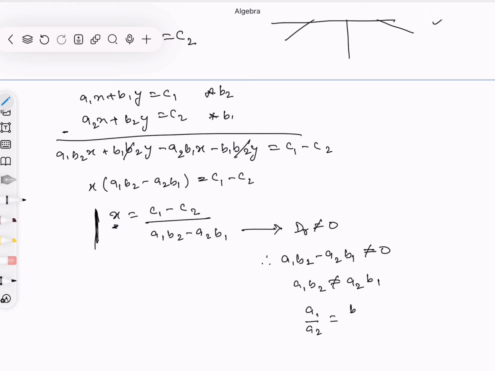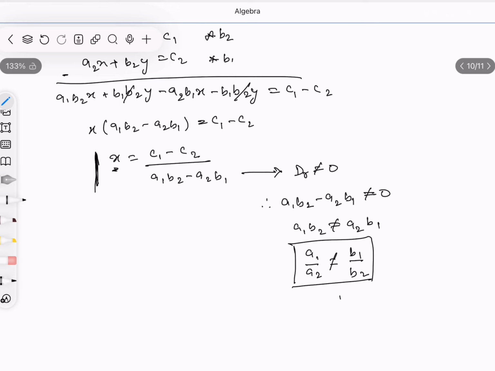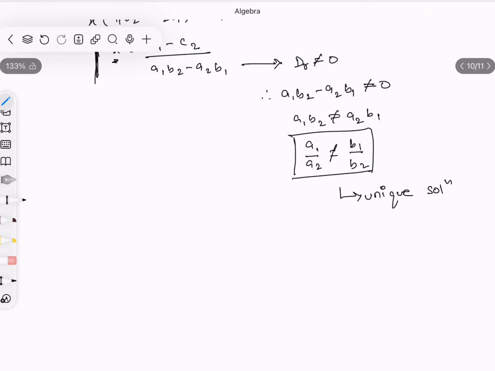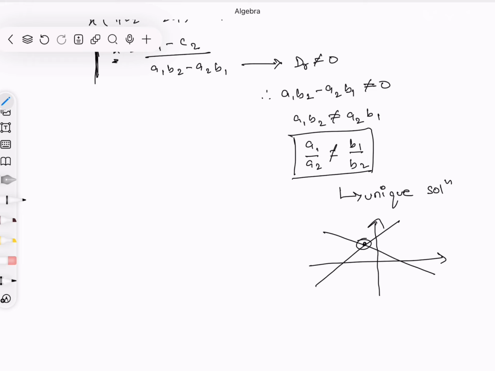A1 upon A2 is not equal to B1 upon B2. If that is the case, we get a unique solution. What does that mean? That basically means that at least at one place, the two given lines are going to cut each other.